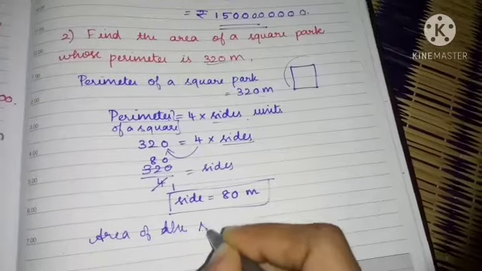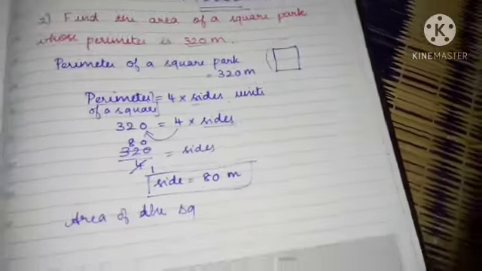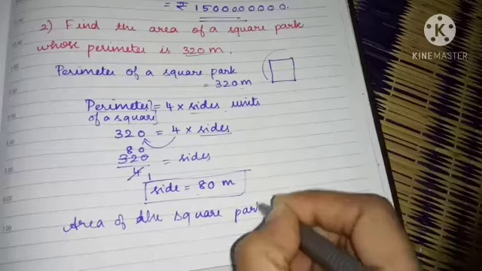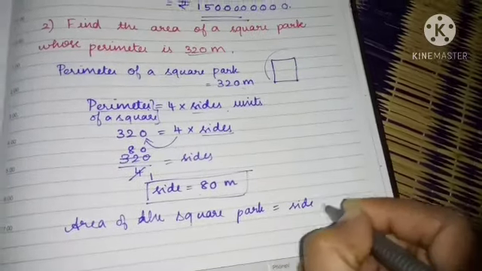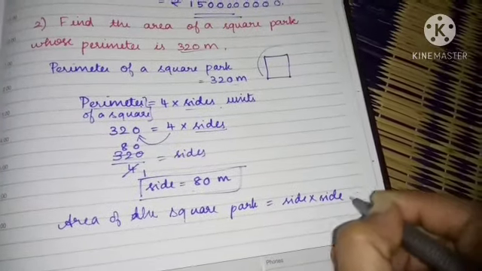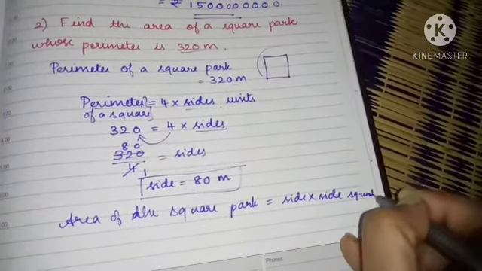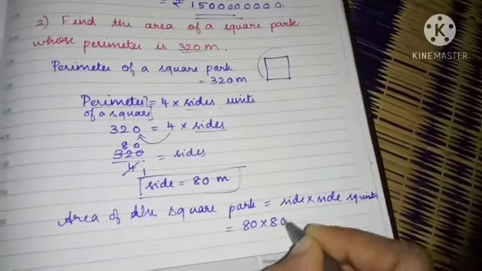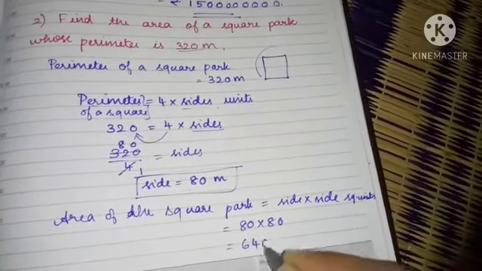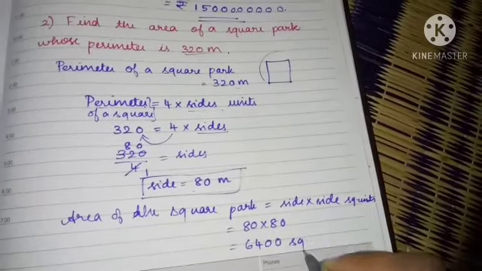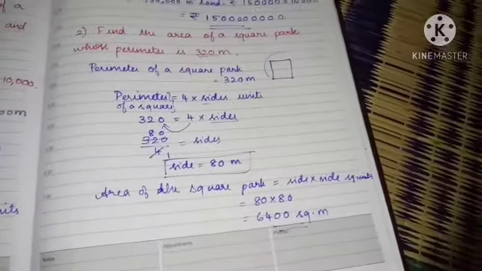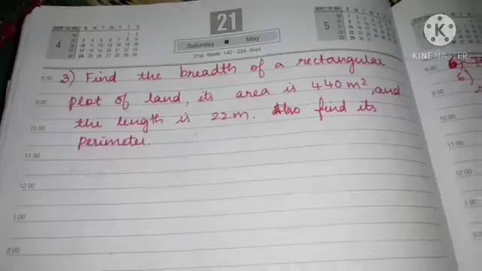Now, can we find the area of the square park? Because we know the side, right? So area of the square park, what is the formula? Side into side, square units. Side is 80, so 80 into 80. 8 8s are 64, 0 0, so 6400 square meter is the area of the square park. Understood?